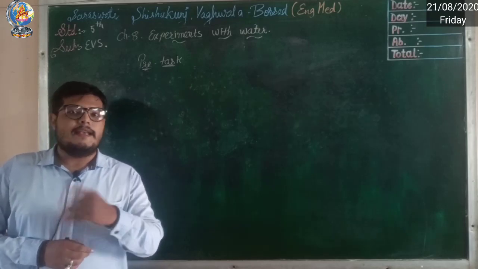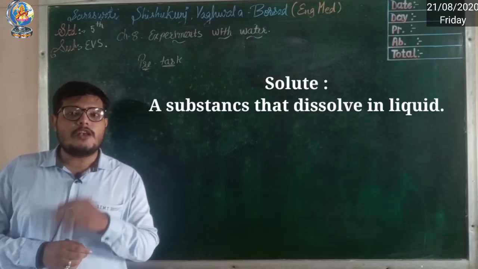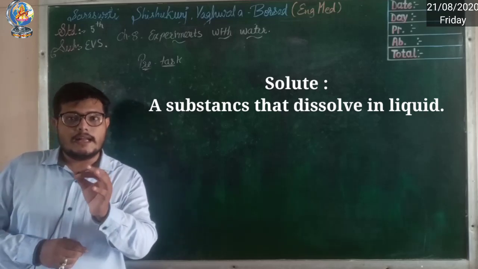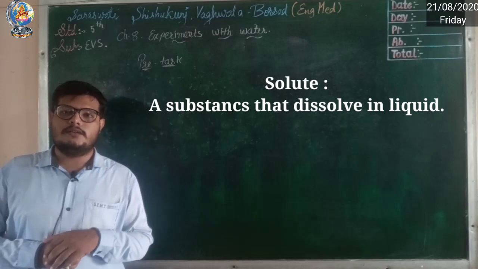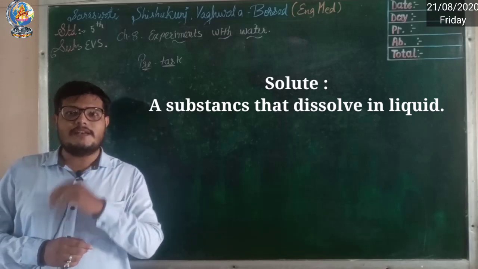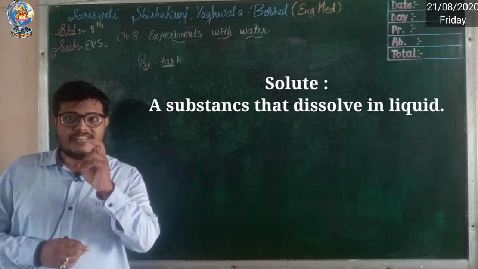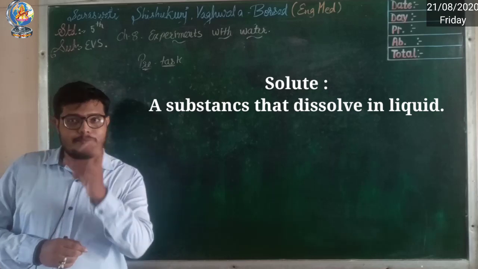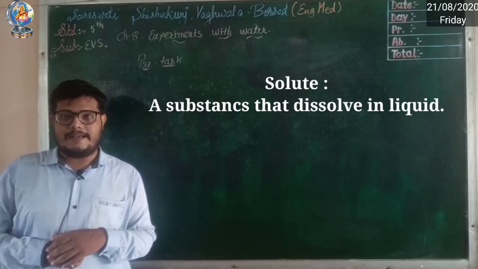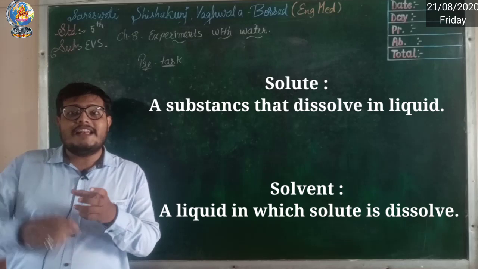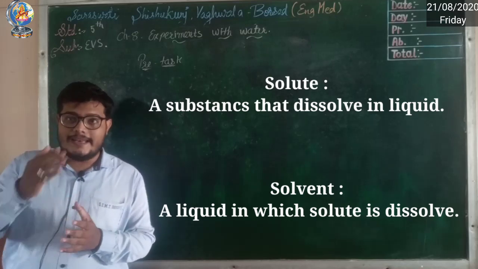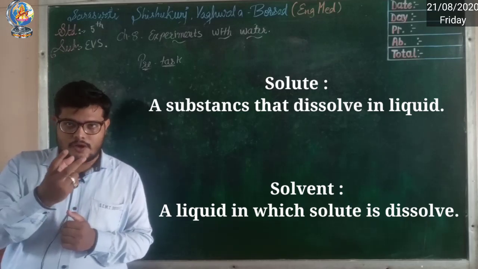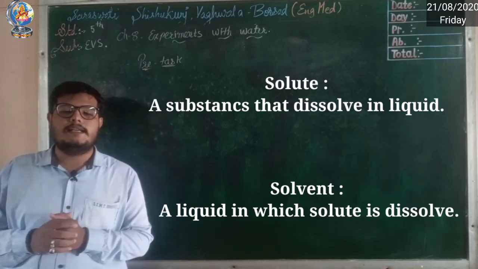Now the next definition was solute. A substance that dissolves in a liquid, the material that is getting dissolved in the liquid, is called solute, right? And solvent: a liquid in which the solute is dissolved is called solvent. Solvent is a liquid in which solute is dissolved, right?